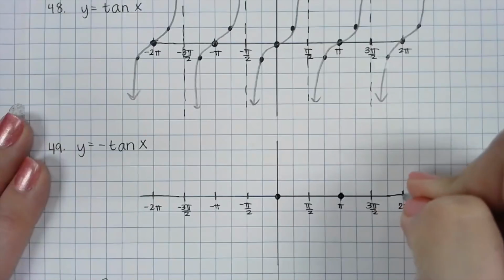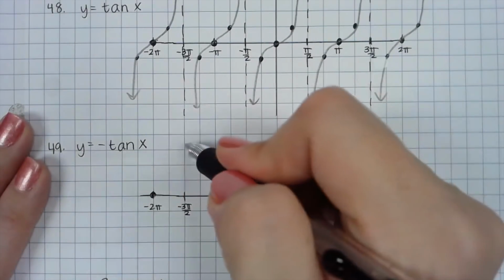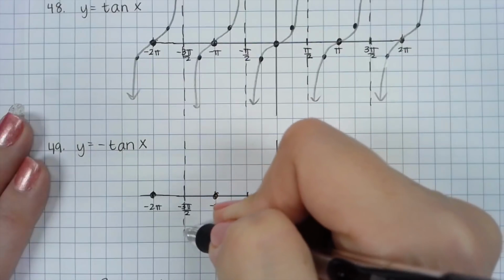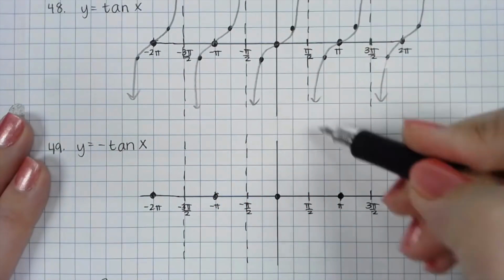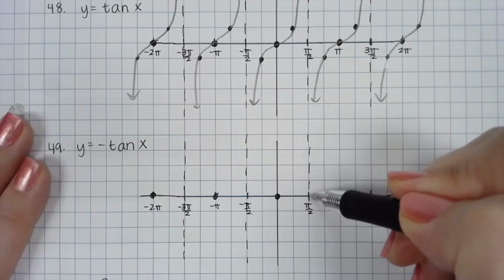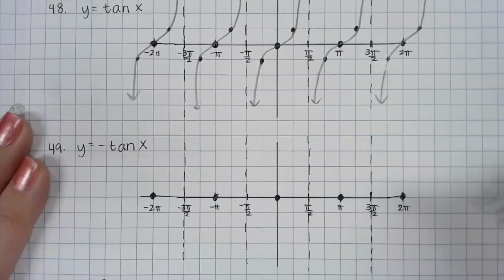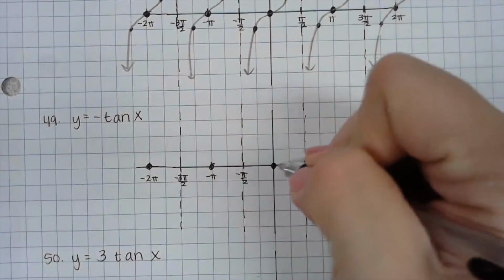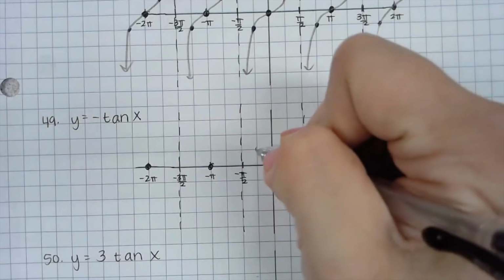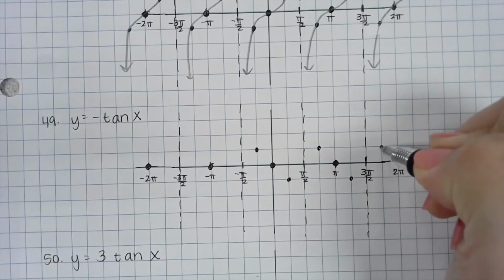So it's still going to have zeros at all of the pi's, and then it's still going to be undefined. So these are my vertical asymptotes. And remember, I draw those in with dashed lines. So at all of my pi over 2's, it'll have dashed lines. And then the only thing about negative tangent x that's different is instead of going up to positive 1 and down to negative 1, they flip and they go in the opposite direction.